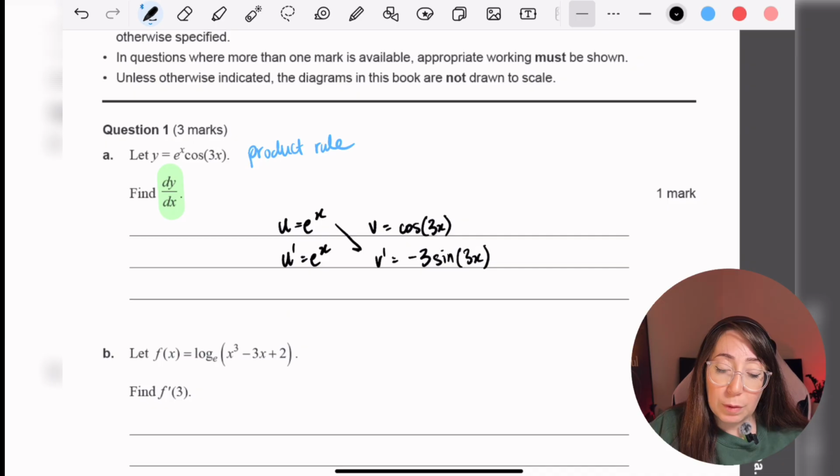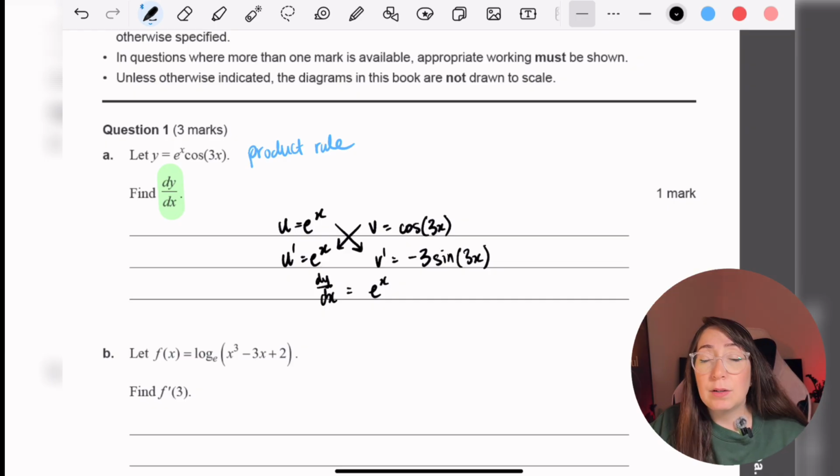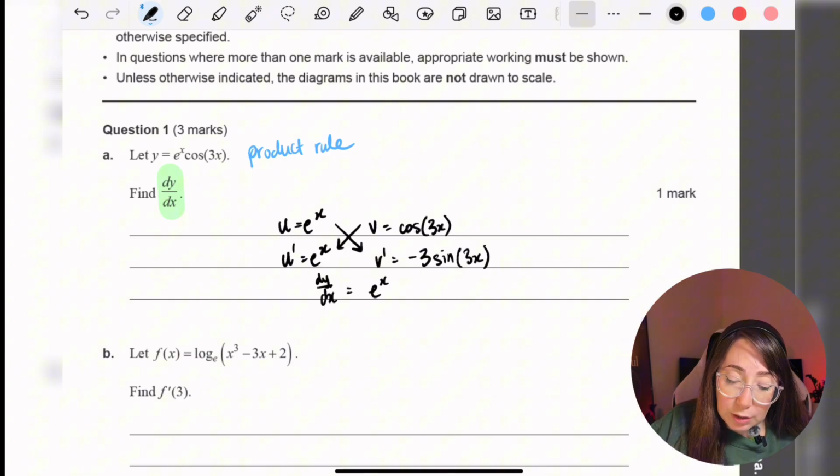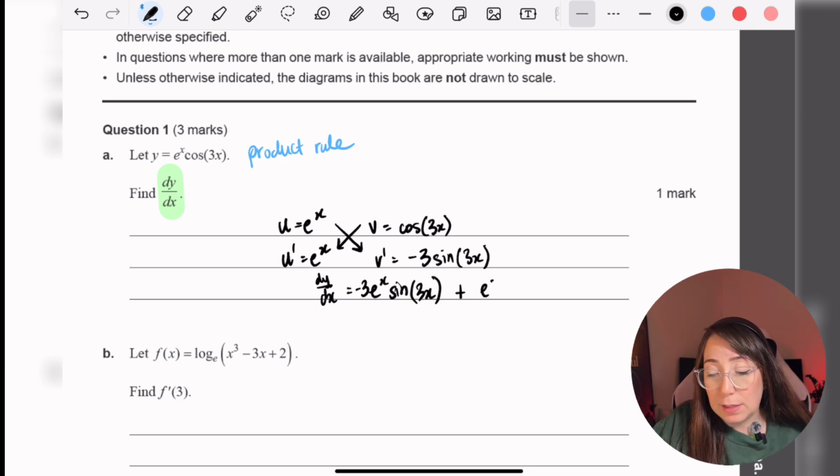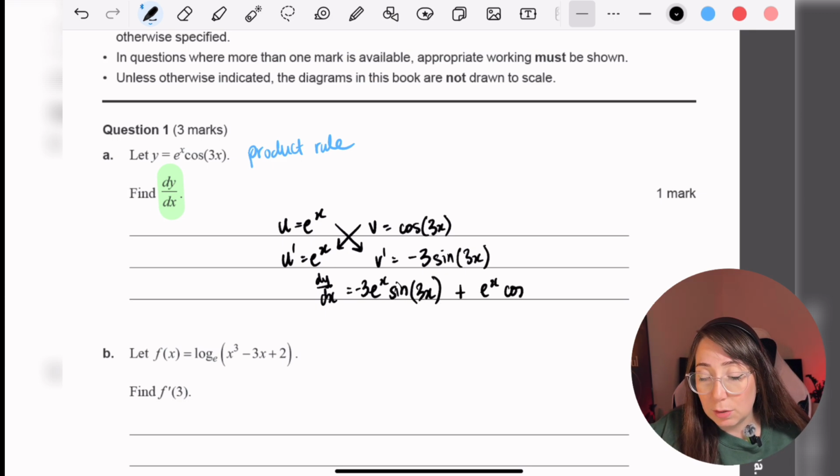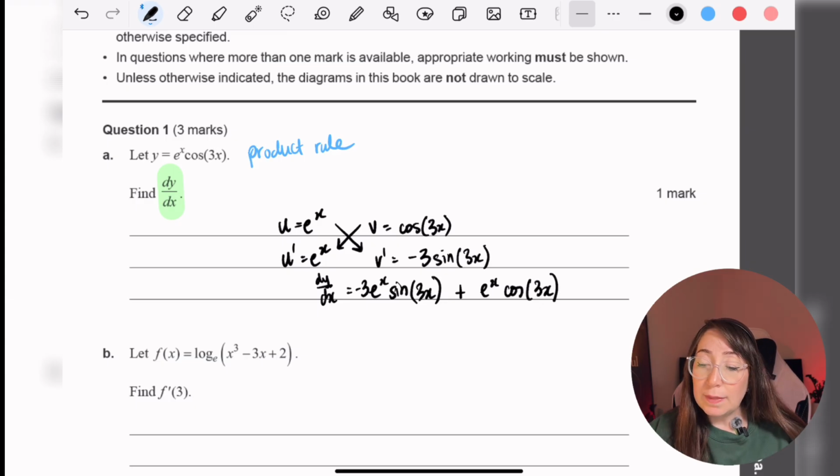Now for the product rule, we multiply across. So we'll write dy by dx equals, and we will write e to the x, now negative 3 sine 3x. We usually write the number out the front, and then sine 3x, plus, and then our second multiplication, e to the x times cos 3x. So that there is your answer.